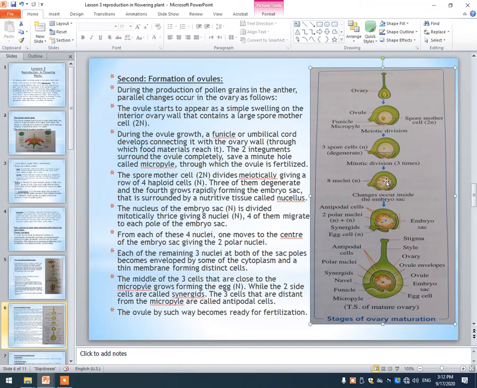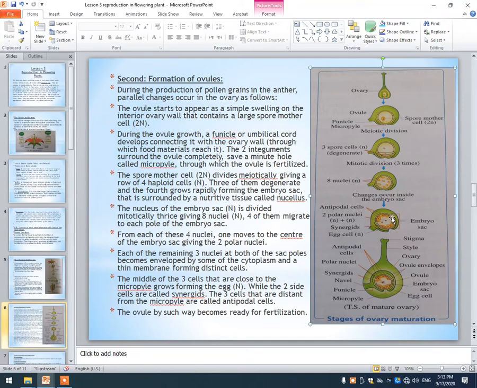It divides mitotically 3 times, giving 8 nuclei. Each one has N chromosome. 4 of them migrate to each pole of the embryo sac.